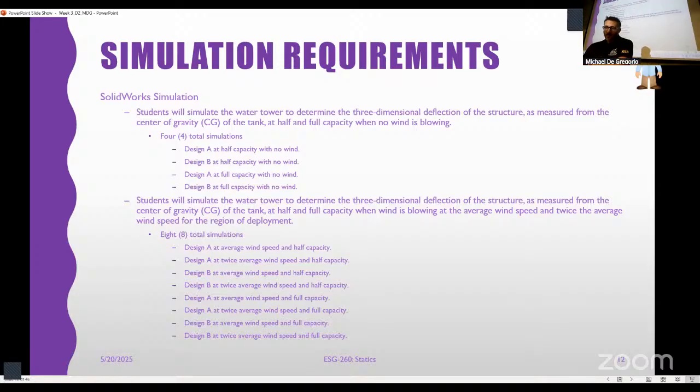So average wind, so you need to do a little research, find out what the average wind speeds are for the region that you are deploying this in, right? Why are we doing this? Because we want to make sure that it doesn't fall down if the wind blows. That's really it. That's the thing.